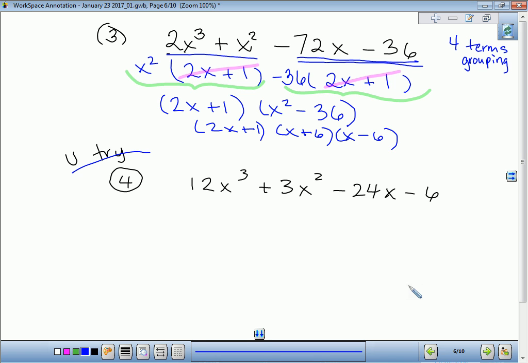Step 1 is always GCF. If you fail to see it, and I do sometimes too, you can catch it down here at the end. Do you see it? If you've already done it the other way, you can catch it at the end.